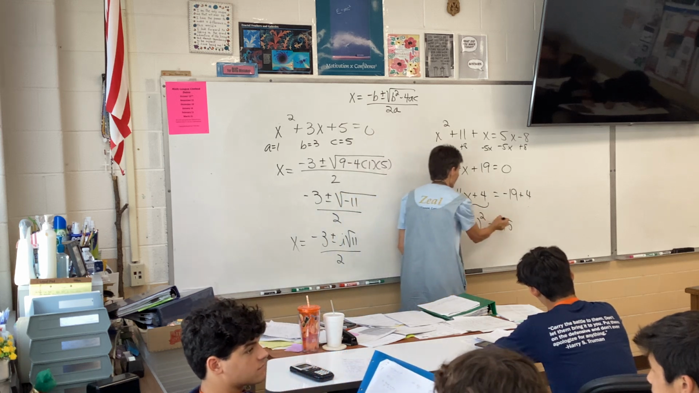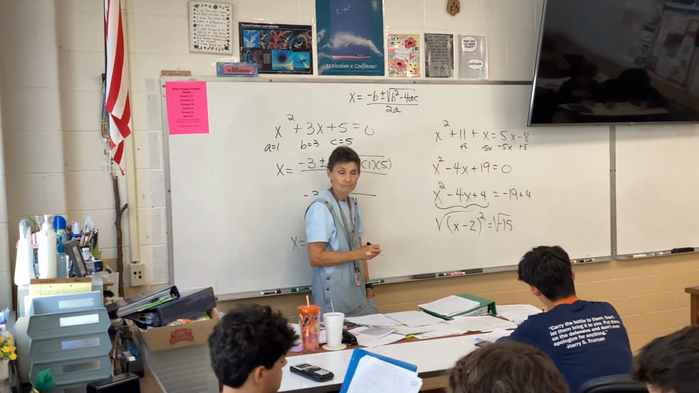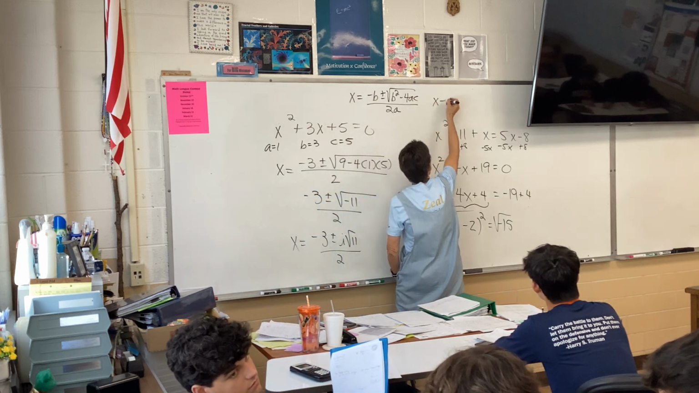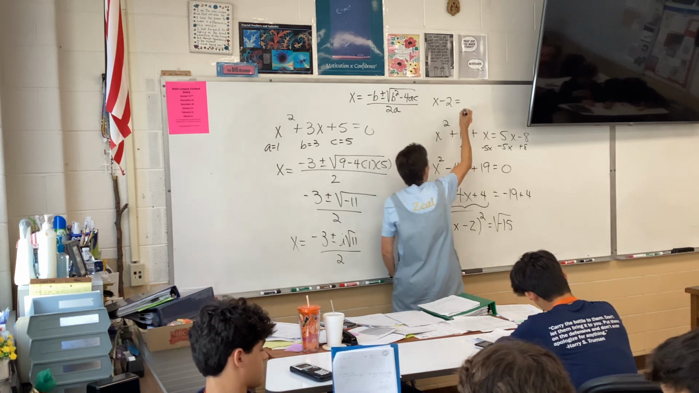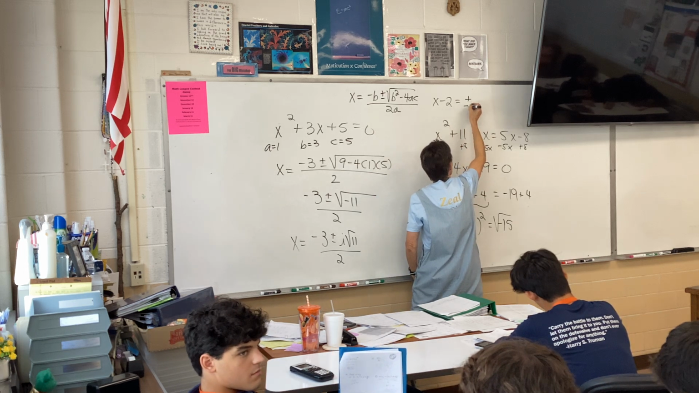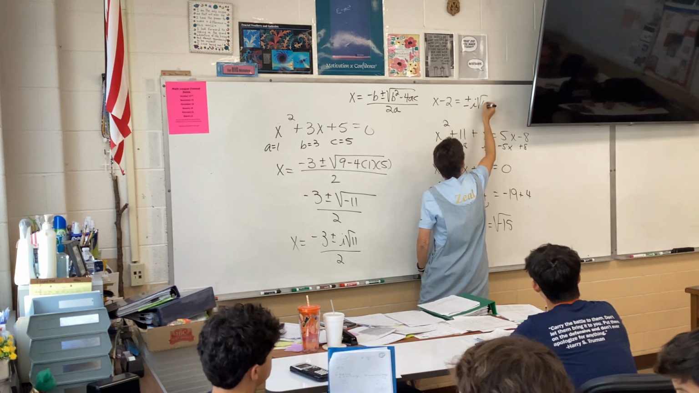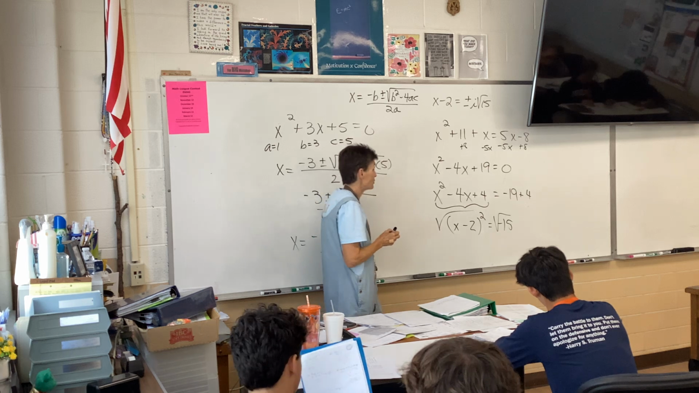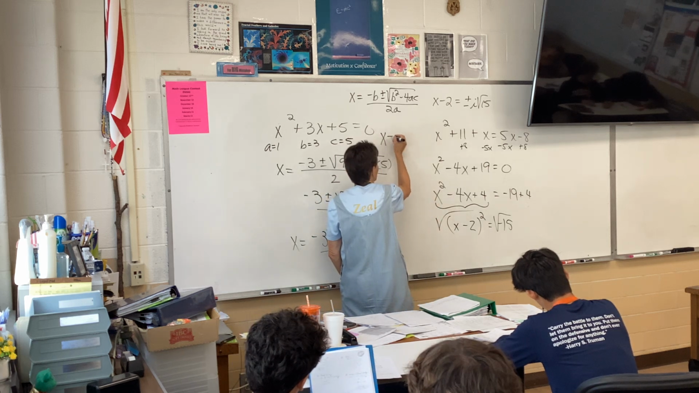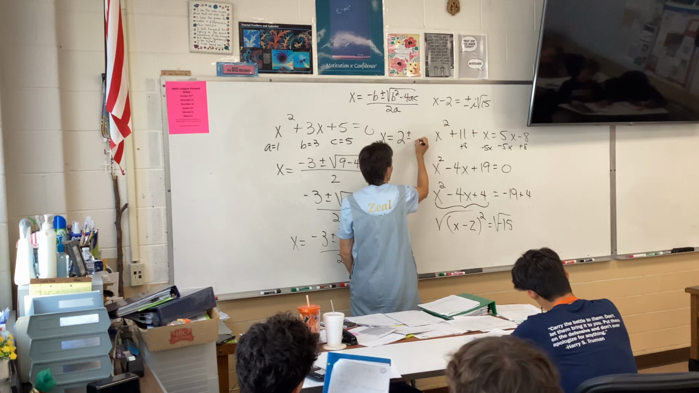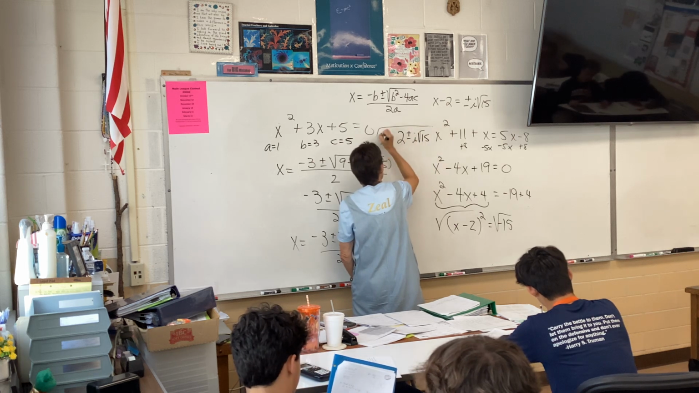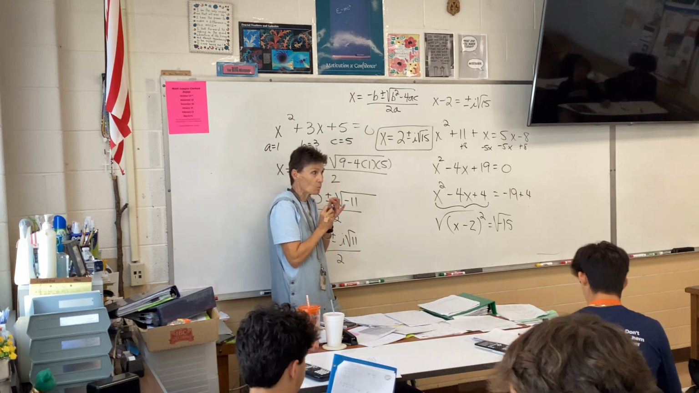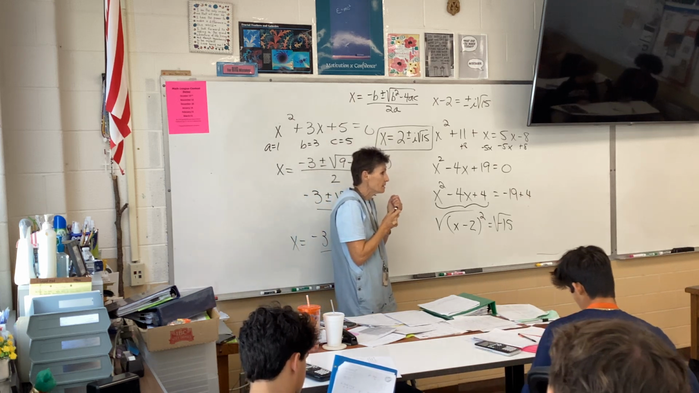So now I'm going to square root both sides. I'll end up with x minus 2 equals plus or minus i root 15. And then add the 2 over. So x equals 2 plus or minus i root 15. If you use the quadratic formula, guess what? You'll get exactly the same answer.